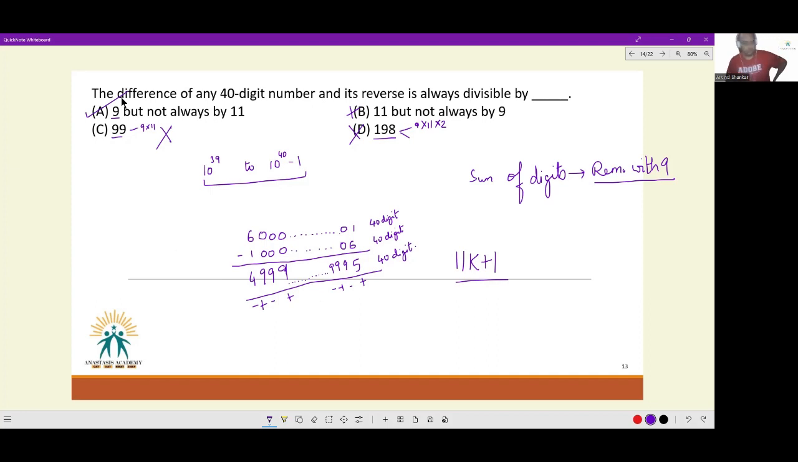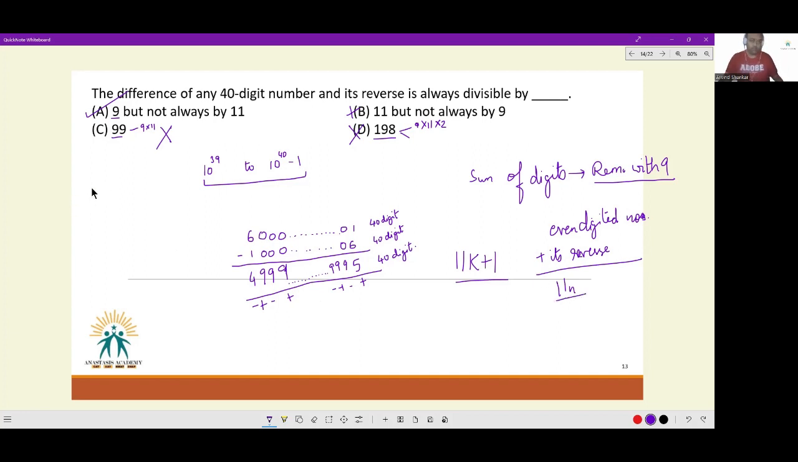What is interesting or fun to note is, see, the sum of digits gives me the remainder with 9. And when you find the difference of a number and its reverse, it will always be divisible by 9. The inverse of that is, if you pick up an even-digited number and you add its reverse, not subtract, the sum will be a multiple of 11.